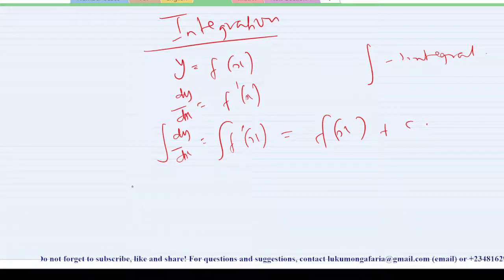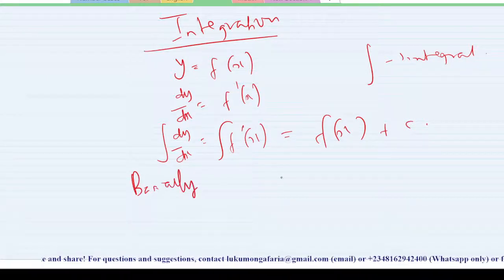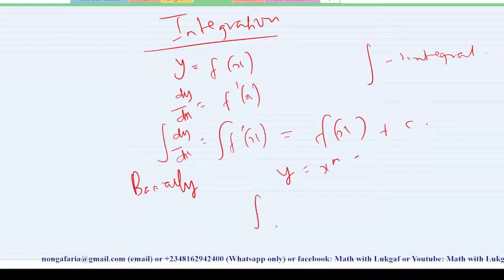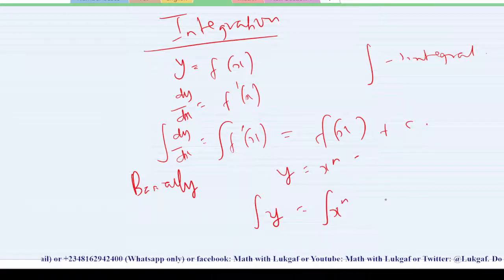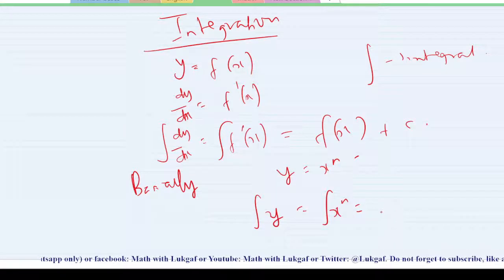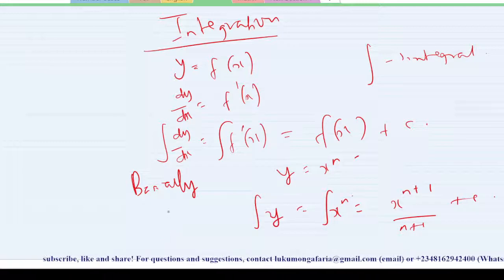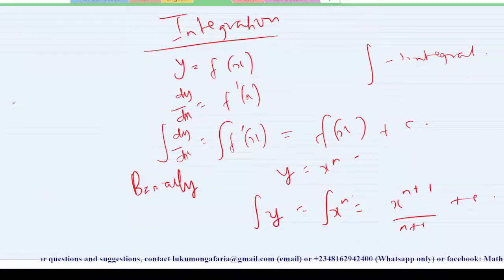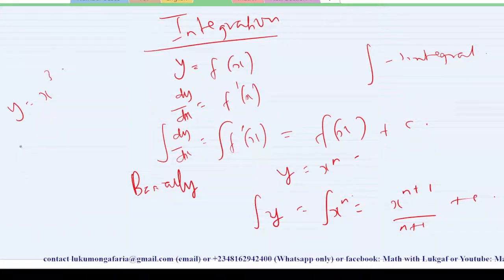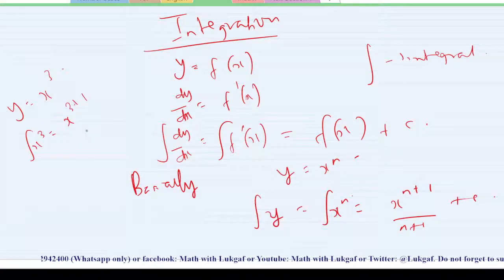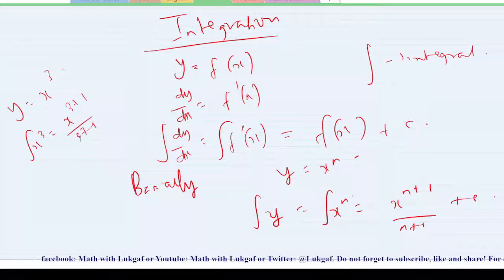Okay now. But basically, if you have y equals x raised to n, then the integral of y, which is the same thing as the integral of x^n, since it is the inverse of differentiation, is going to be what? x raised to the power n plus 1. You add 1 to this index, divided by n plus 1, plus c. You understand now? So in essence, when you have y equals x^3, then the integral of x^3 is going to be x raised to 3 plus 1 divided by 3 plus 1.